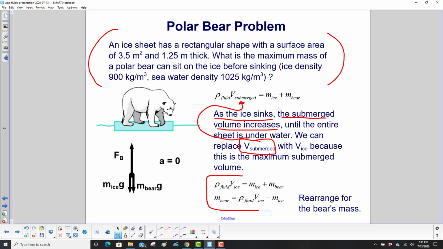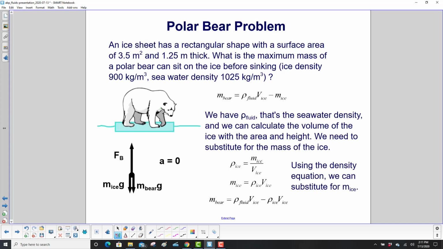So here's our equation now. We have the rho fluid times V ice, right? We replaced V submerged with V ice. That equals the mass of the ice and the bear. Rearrange the equation to solve for the bear's mass, whichever bear we're putting on that finally sinks the ice. Okay, we're getting close, but we're not quite done yet. We've got this expression here.